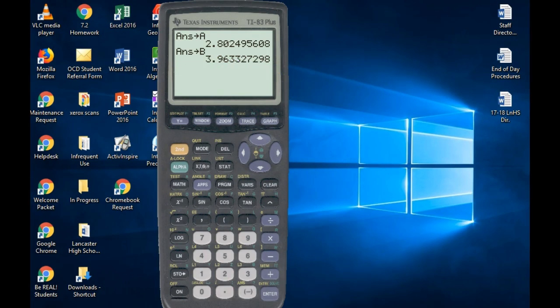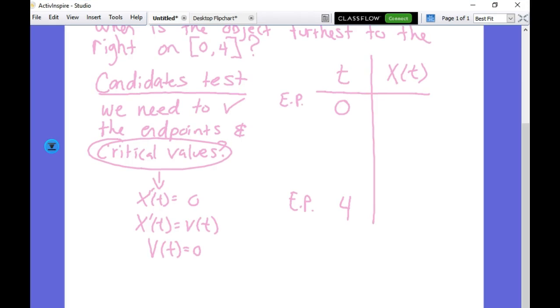All right, so let's go back to our thing here. I've got some critical values. What was my first one? You guys can see it on your home screen there. It was like 2.803. 2.803. And what was the other one? 3.962.